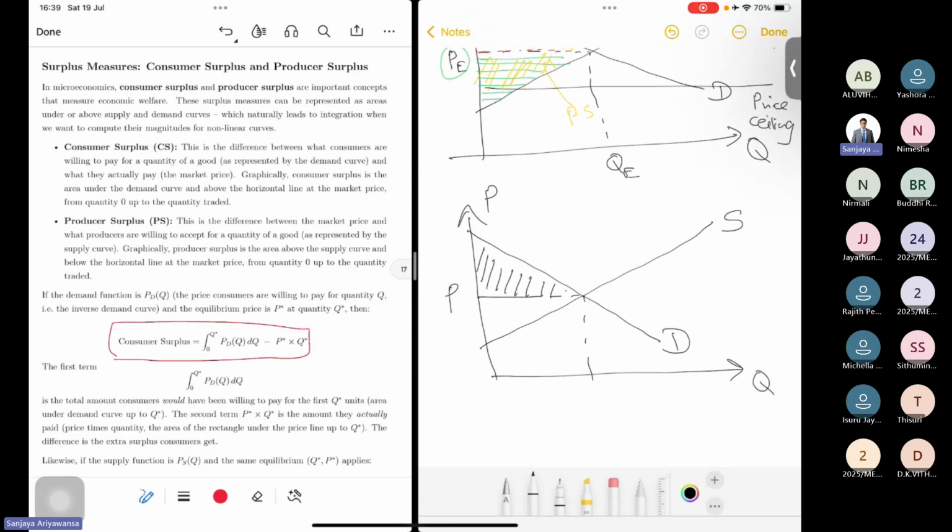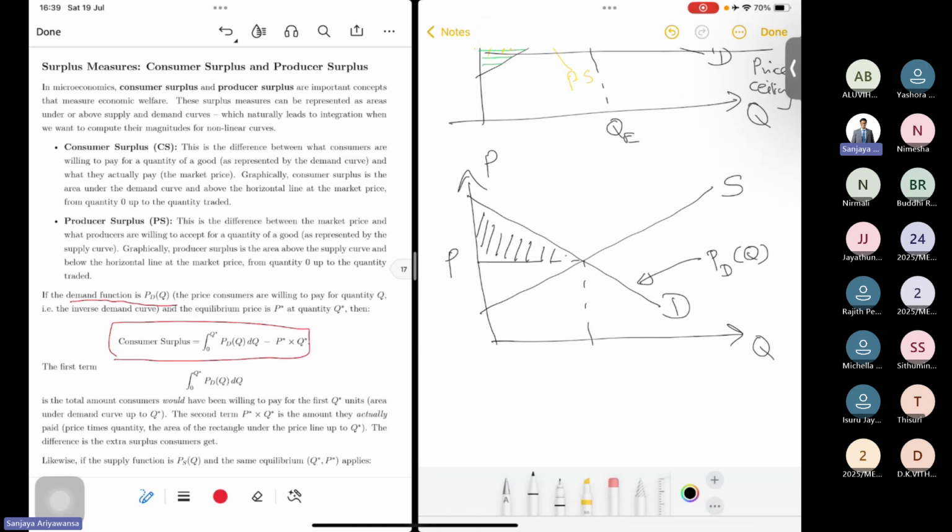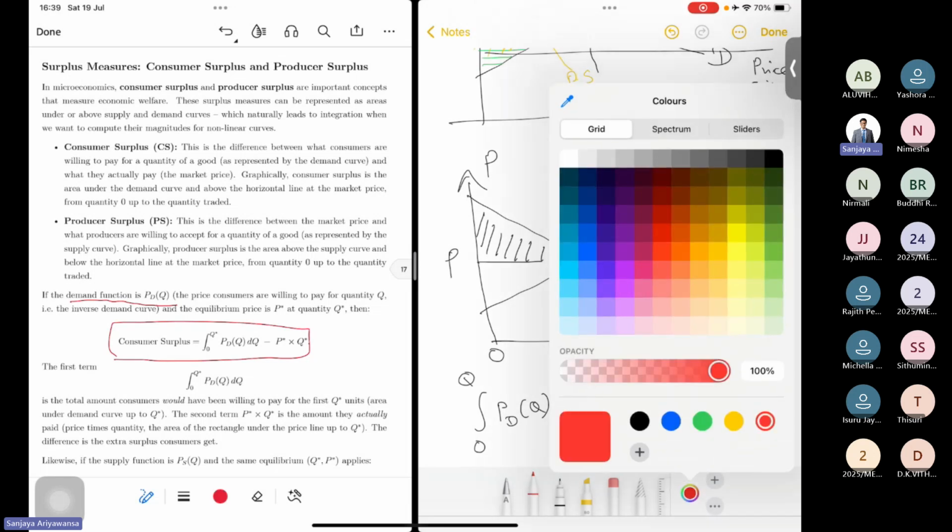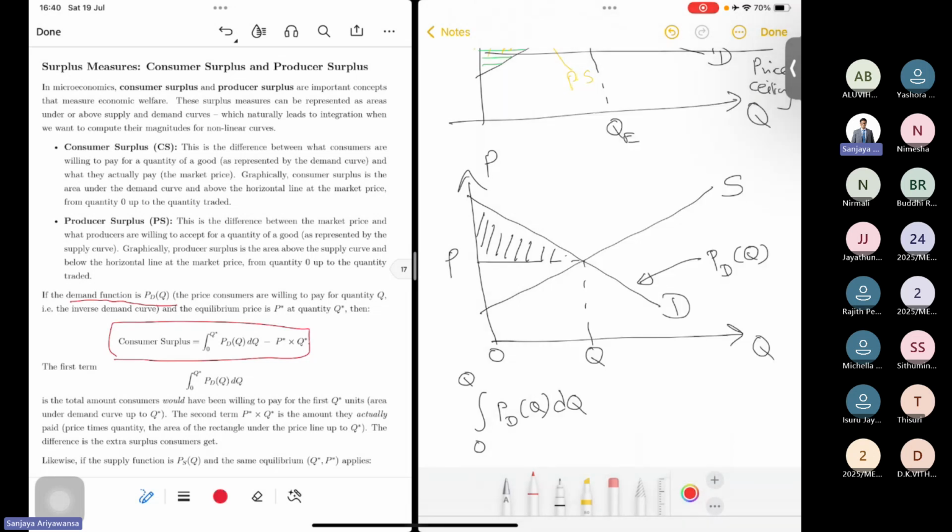So if I was told my demand function is given by P_D(Q), what I have to do is from 0 to Q, I would integrate my P_D(Q). And what does that give me? If I were to integrate P_D(Q) from 0 to Q, that would give me the area under the curve. But which area am I getting? I'm getting this total area under the demand function from 0 to Q. But I don't need the bottom part.